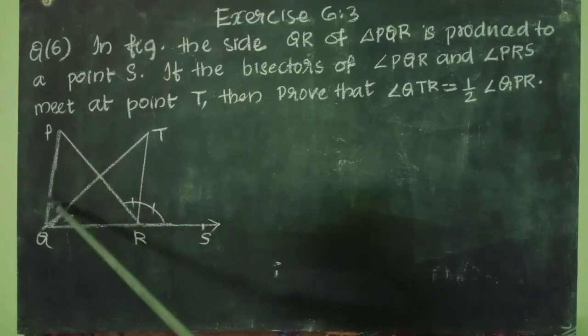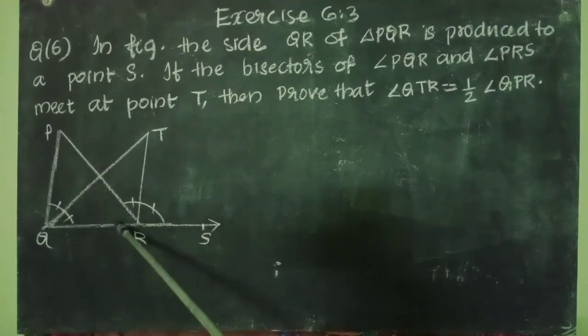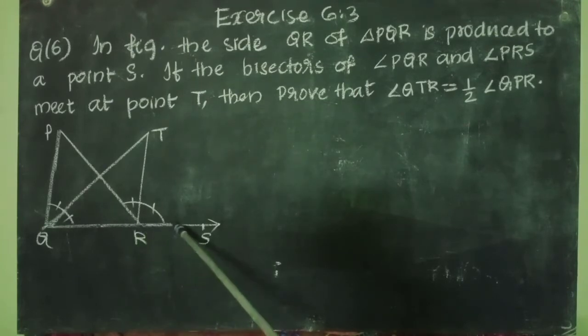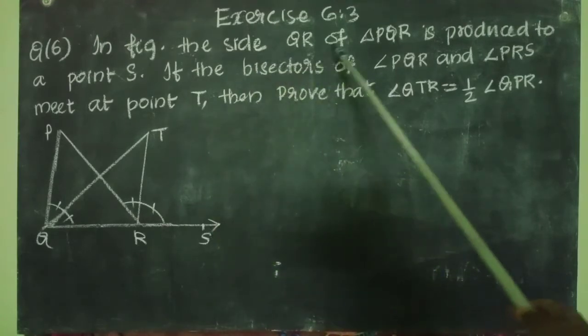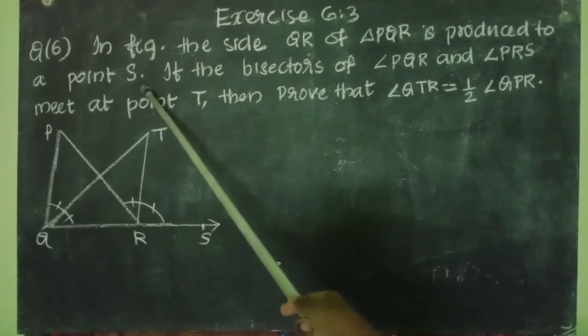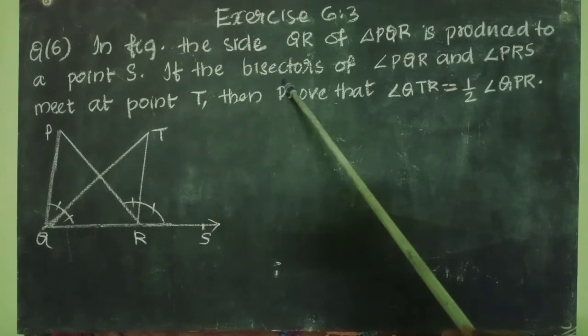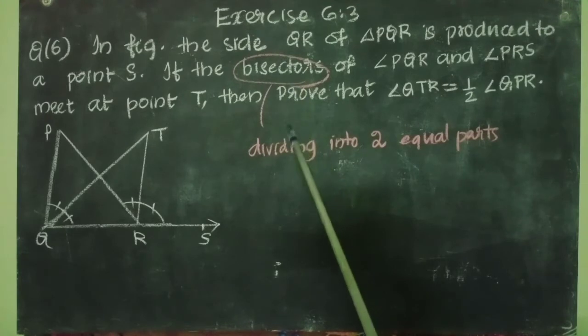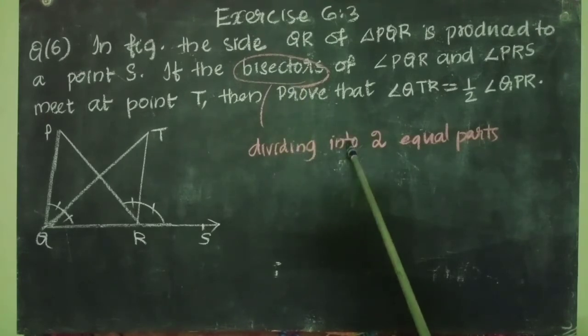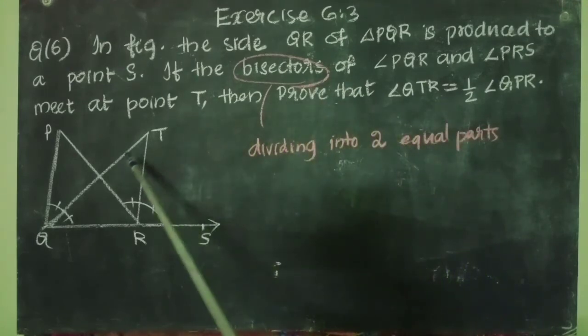You can see triangle PQR. This side QR is produced, meaning extended, to the point S. Then it speaks about bisectors. In the previous class we discussed what a bisector is: a bisector divides the angle into two equal parts. So here are two bisectors.